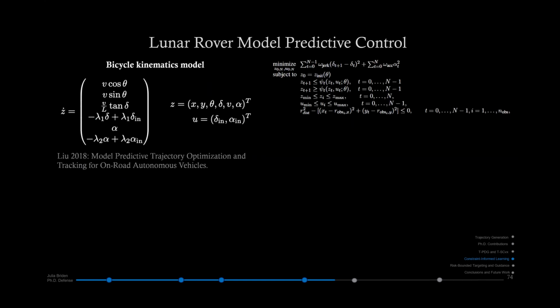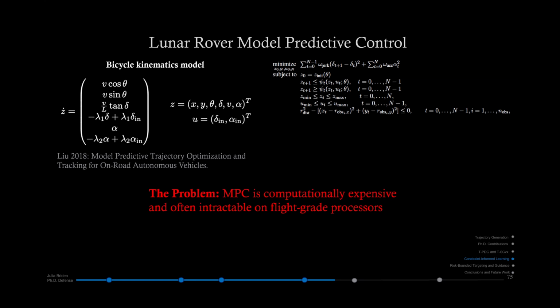And so here is the specific problem that we're solving in our benchmarking cases. We have a simple bicycle kinematics model. And then our optimization problem is minimizing over jerk and acceleration, subject to our dynamics, some bounds on our state and control, as well as a set of obstacles. And we want to address this problem of MPC not being computationally efficient enough to run on flight-grade processors.